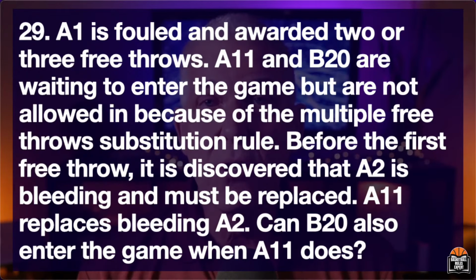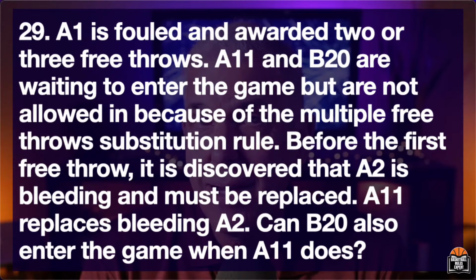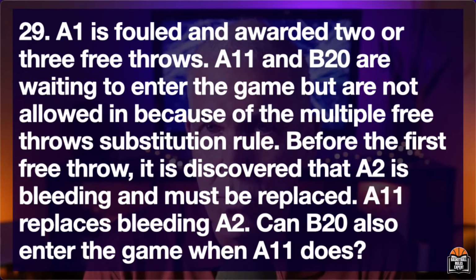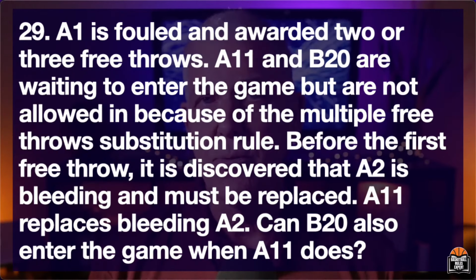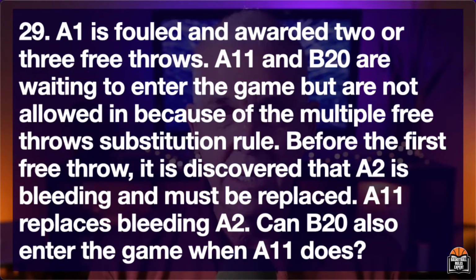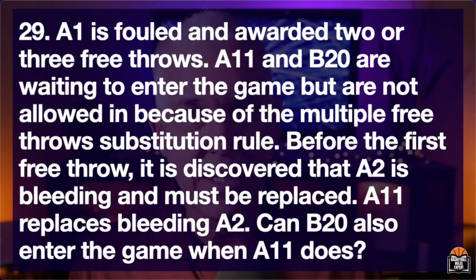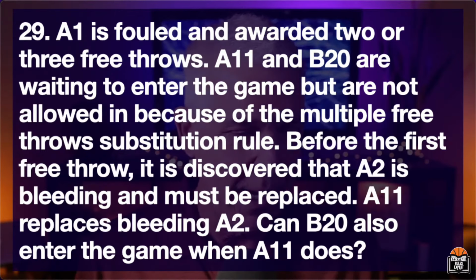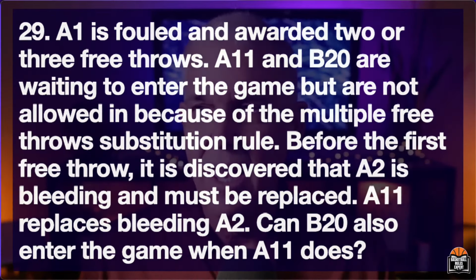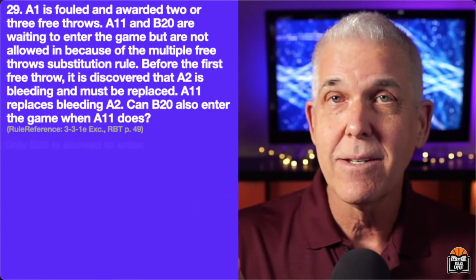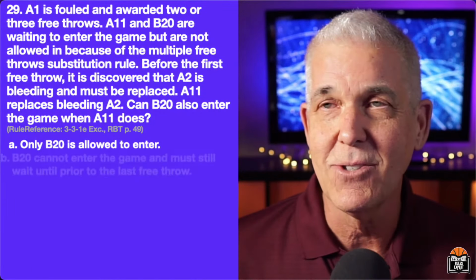Question number 29. A1 is fouled and awarded 2 or 3 free throws. A11 and B20 are waiting to enter the game but are not allowed in because of the multiple free throw substitution rule. Before the first free throw, it is discovered that A2 is bleeding and must be replaced. A11 replaces bleeding A2. Can B20 also enter the game when A11 does? That's a lot of words, which means we're not going to have a lot of words for the answers.